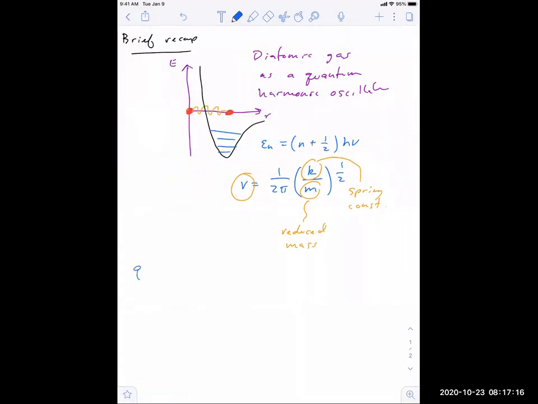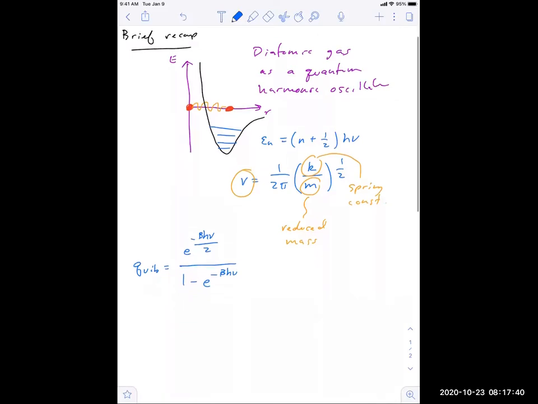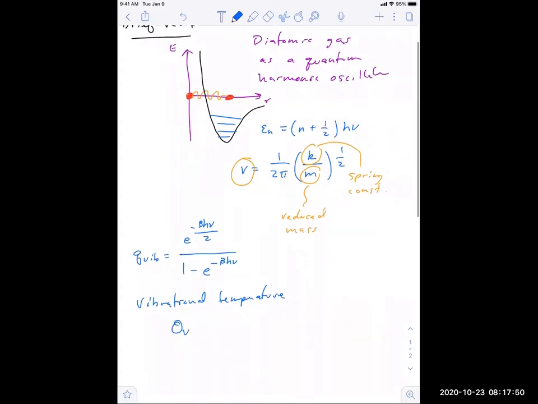So then we can write our vibrational partition function, which we derived last class. It's just e to the minus beta h nu over 2, over 1 minus e to the minus beta h nu. So we talked a bit about this quantity beta h nu last time. So we can define the vibrational temperature. Theta sub v just equals h nu over kB, where kB is Boltzmann's constant.